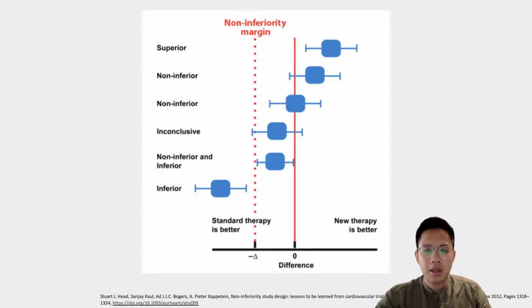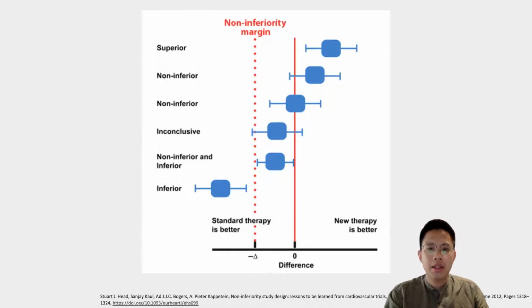In terms of the fourth example that we see here that says inconclusive, once again, in this case, because the lower end of the confidence interval is more negative than the non-inferiority margin, we cannot conclude non-inferiority. So the entire confidence interval has to be on the right of the non-inferiority margin before we can conclude non-inferiority based on the analysis.